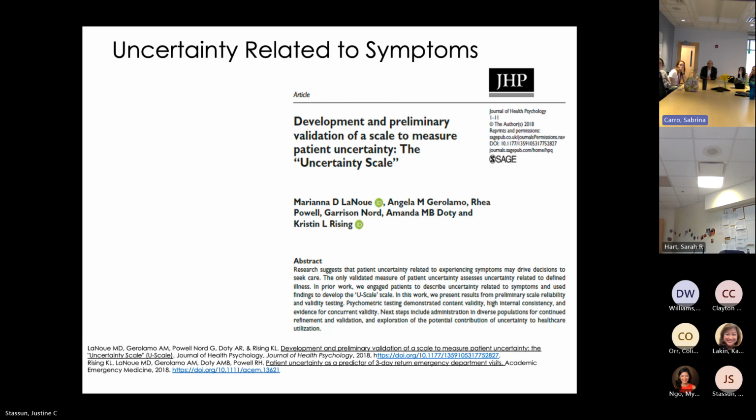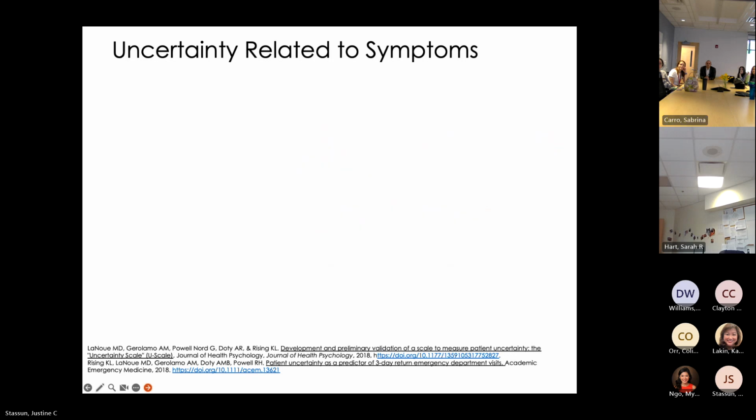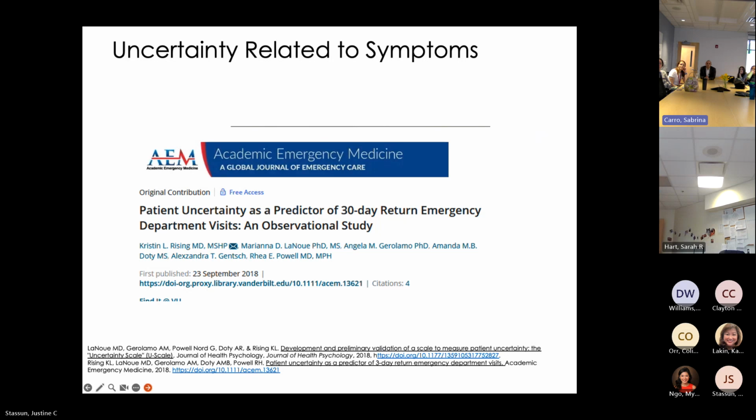We still use regular scale development and refinement techniques, but this is the raw data that goes into that. Okay, so this is the second paper that came out, which was the scale development and preliminary validation of this scale. This was in 2018. And now what we want to do is a little bit of, I'm going to do air quotes, validity testing. So we then used it to try to predict subsequent ED visits in a sample of people who had had an ED visit. So that's this paper here.